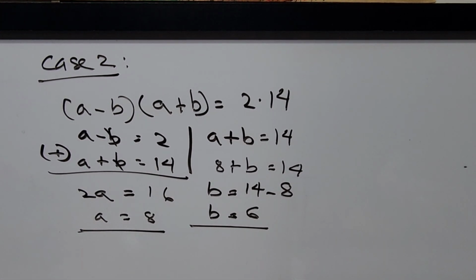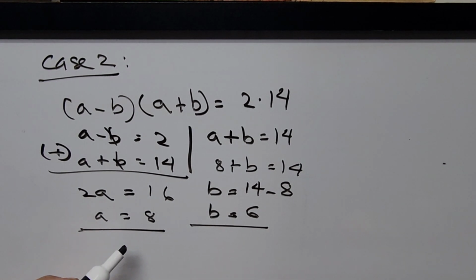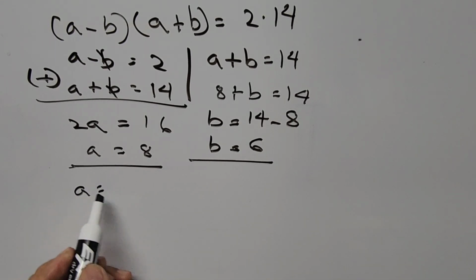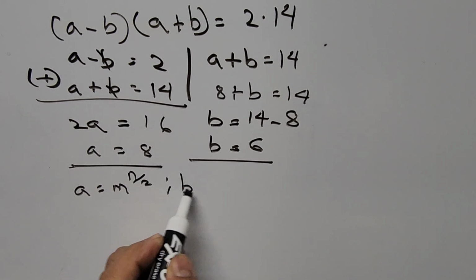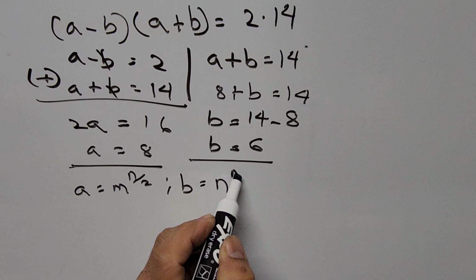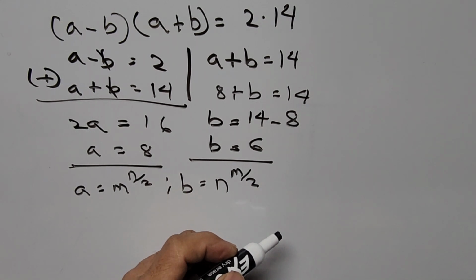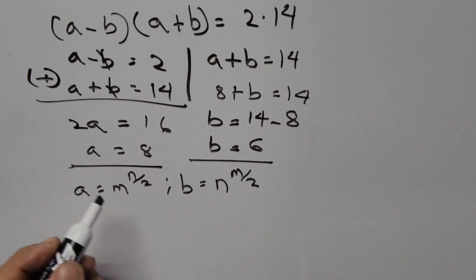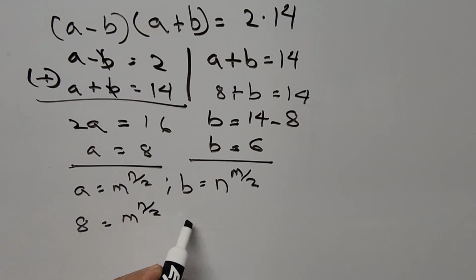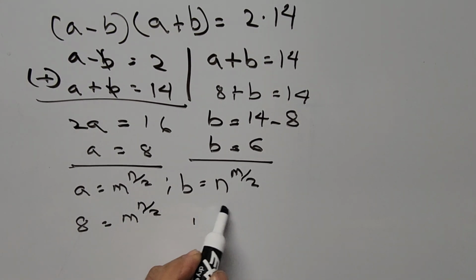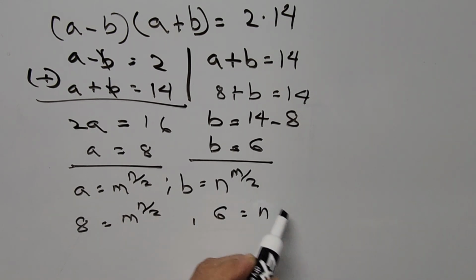Alright, so let's try putting this value in for a, for m raised to the power of n over 2, and b, the value of n to the power of m over 2 from earlier. So a is equal to m to the power of n over 2, and b is equal to n to the power of m over 2. So we have that the value of a, 8, is equal to m to the power of n over 2, and b, 6, is equal to n to the power of m over 2.